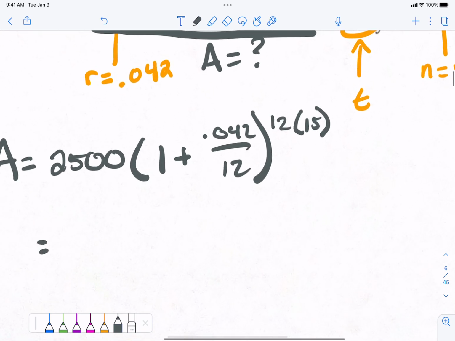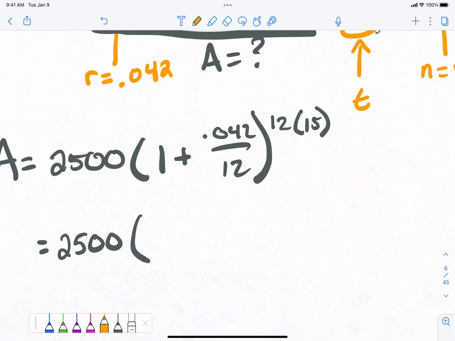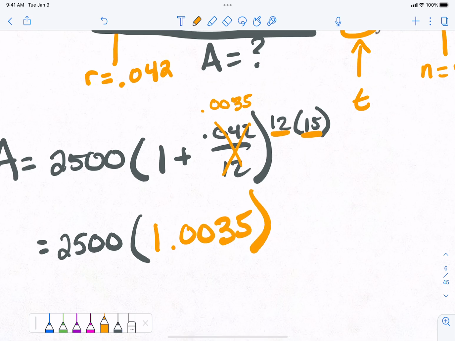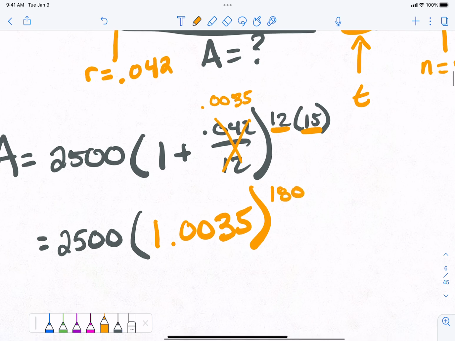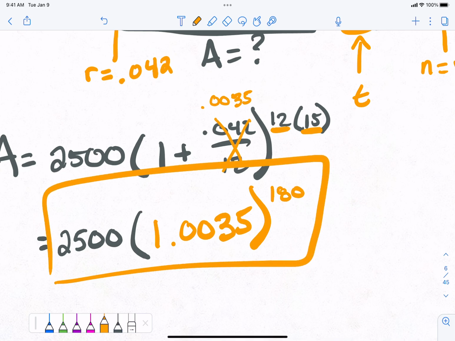Now, some of you think this is really intimidating, plugging it all in at one shot, and I do too. I don't like plugging that all in at one shot. Somebody give me what 0.042 divided by 12 is. Like 0.0035. Check that and make sure. 3.5 times 10 to the negative third. Is that true? Yes. So 0.0035. If I add that to 1, that would be 1.0035. And then 12 times 15 is like 180, I think. So you can do this in bits and pieces. Now, does this look a little bit easier to type into your calculator all at one shot?